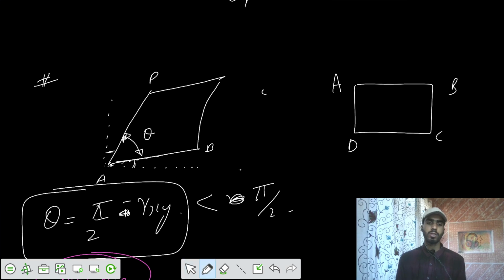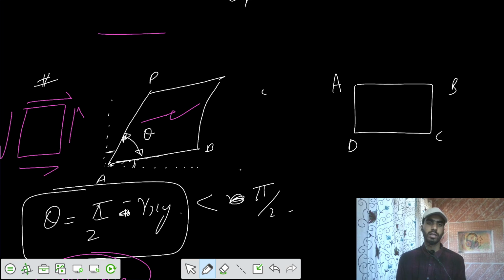This shape is possible only if the shear stress was in this fashion. So this is the case for this.